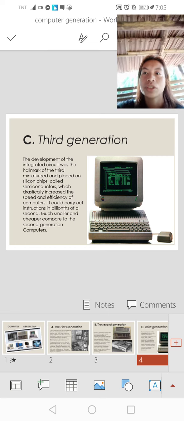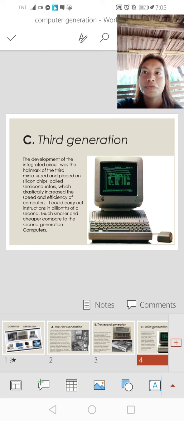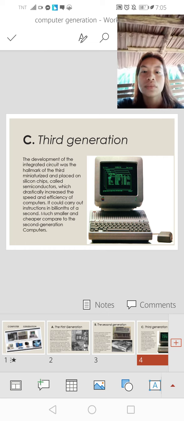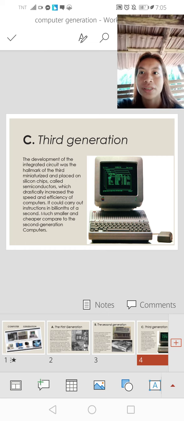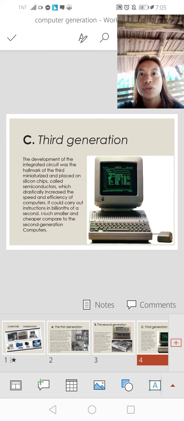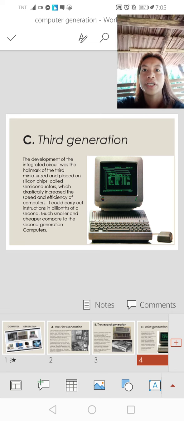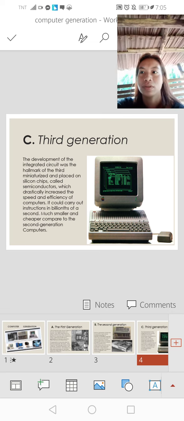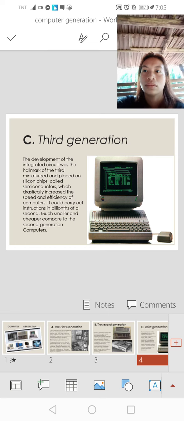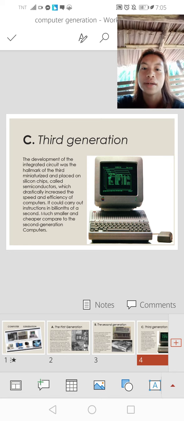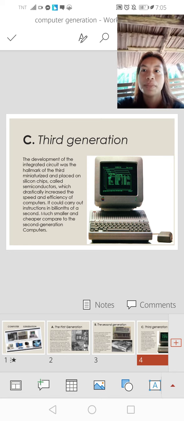Third generation computers, from 1964 to 1971, were cheaper and faster. Users could access them using a keyboard and monitor, which made them available to a large number of people. Examples of these computers are the IBM 360 and PDP-11.